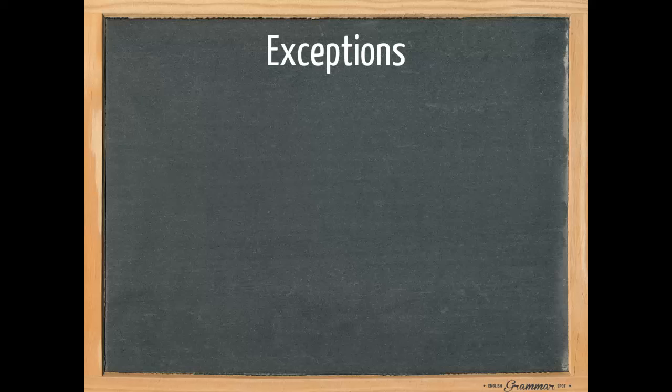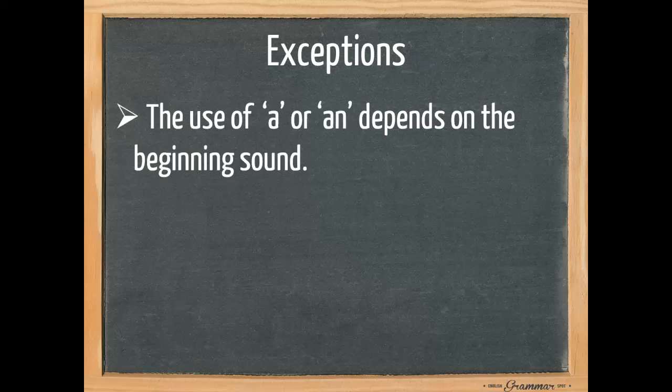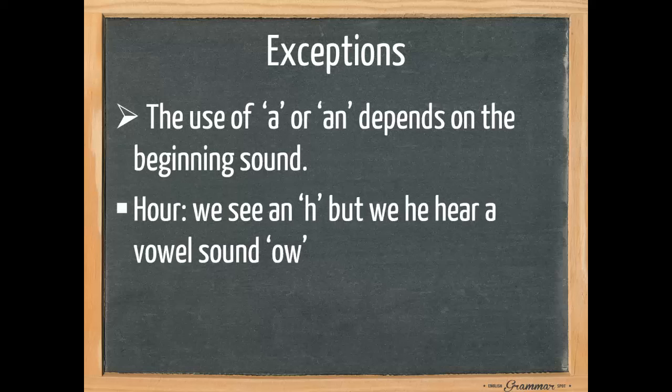Now there are some exceptions. The use of a or an depends on the beginning sound, so the word might start with a consonant or a vowel, but we really need to listen at how the word is pronounced. For example, hour. We see an H, but we hear a vowel sound at the beginning, "our," and not "hour." So what do we do in this case? We use the article an because we hear a vowel sound, so we say an hour and not a hour.